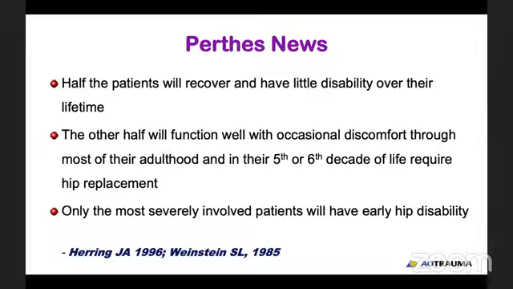and they will have just occasional discomfort through their adulthood and generally become symptomatic around the fifth or sixth decade of life. And it's only the most severely involved patients who will have a very early hip disability in young adulthood. So I think it's important to get this in our perspective that it's not a condition like TB of the hip or a hip dislocation which can cause disability fairly early in life. In fact, that's the reason why it's diagnosed often late.